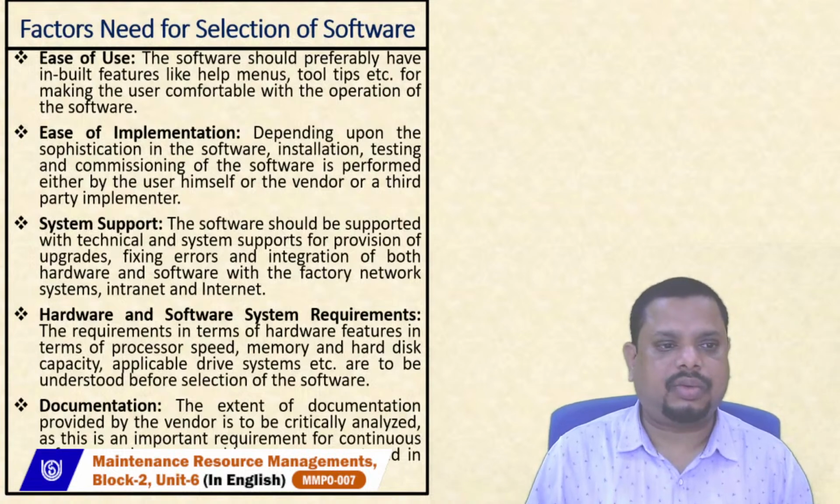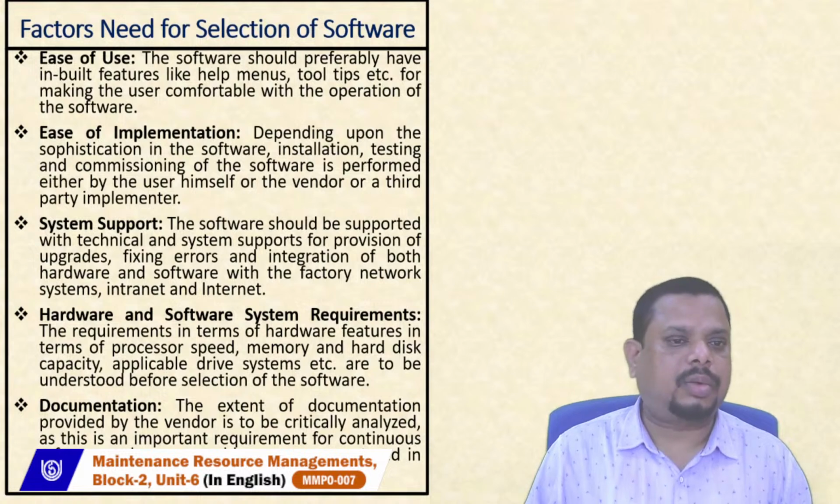That means ease of use, ease of implementation, system support, hardware and software system requirements. The next one is documentation. The software may help with tool tips and be user compatible with the operation of the software. The software should preferably have a number of built-in features, and the most important is that it is compatible for operations and provides a large number of features. Then ease of implementation depends upon the sophistication of the software.